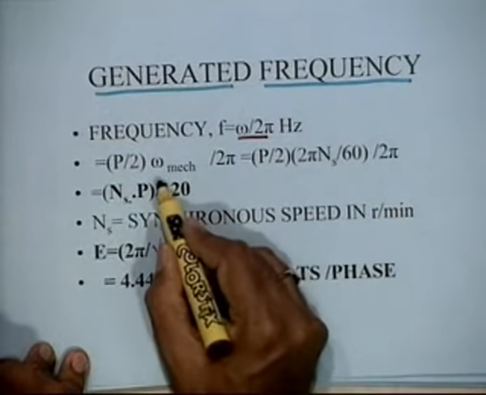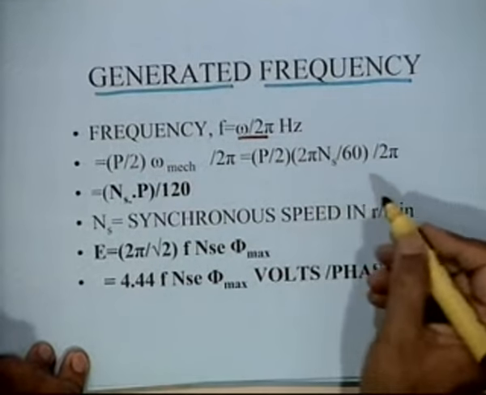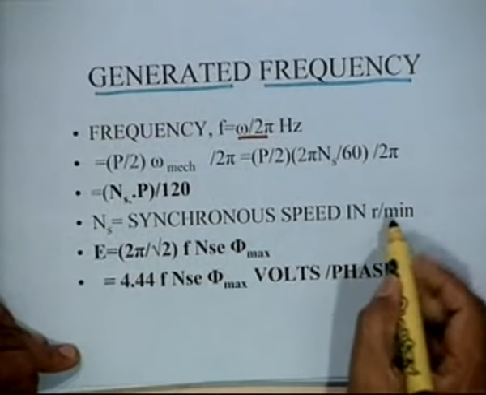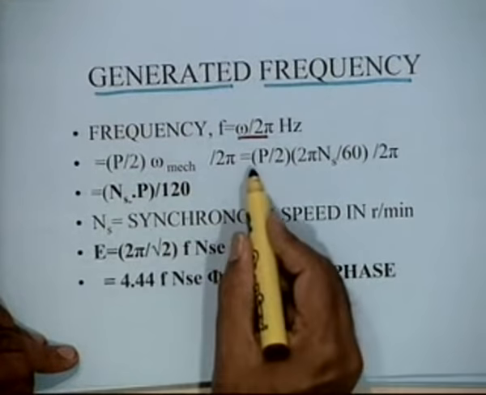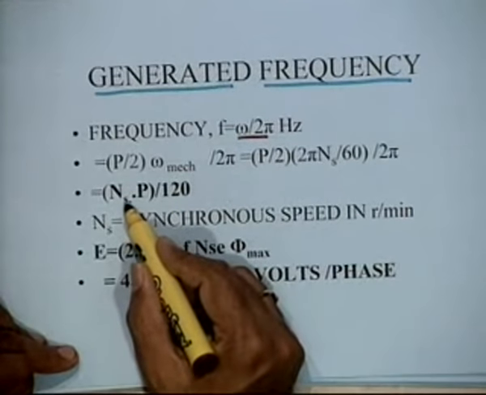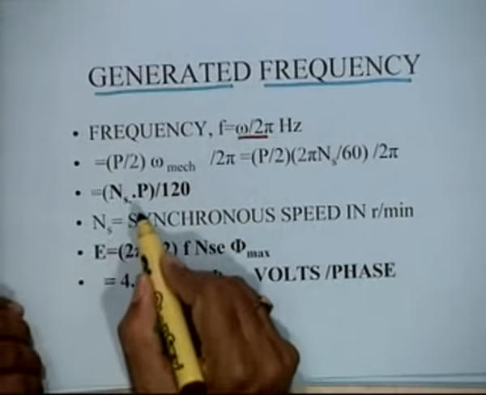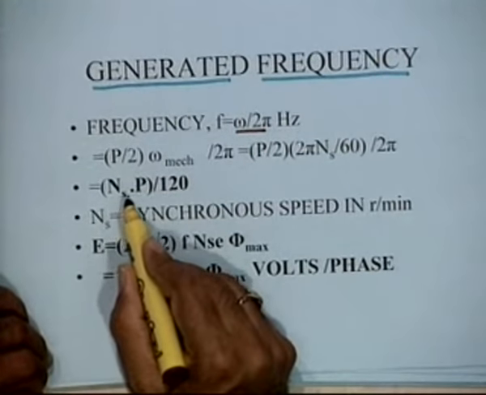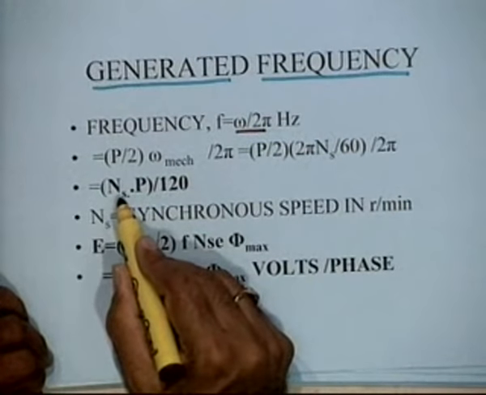That ω mechanical is 2π into speed by 60, 2πN_s by 60, where N_s is what we call synchronous speed in revolutions per minute, RPM. If you simplify this expression, it leads to synchronous speed into number of poles divided by 120. Therefore, you will easily see that frequency depends upon the speed of rotation, and also upon the number of poles. More poles, higher the frequency; more speed, higher the frequency.